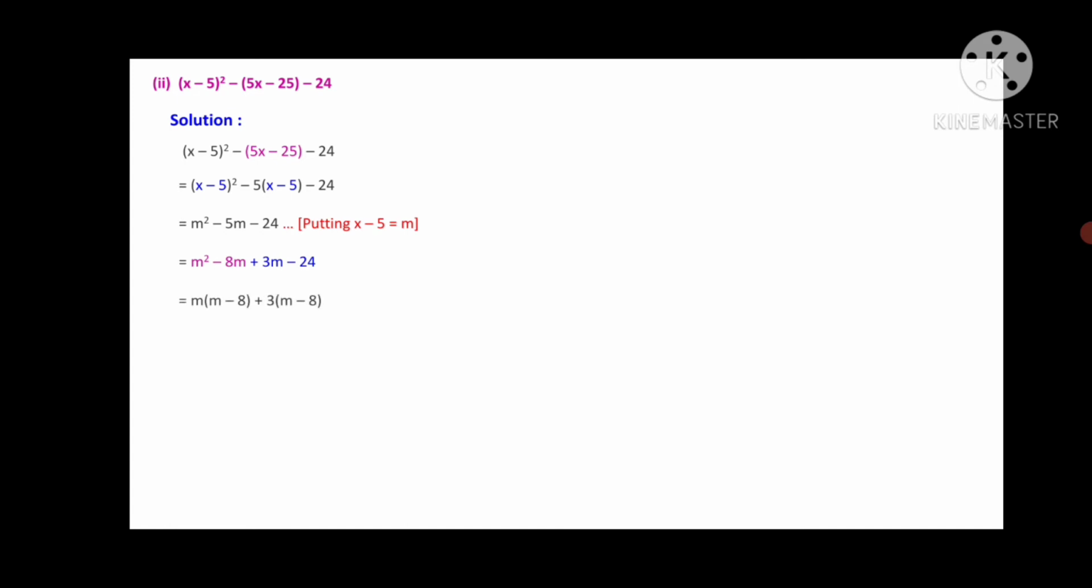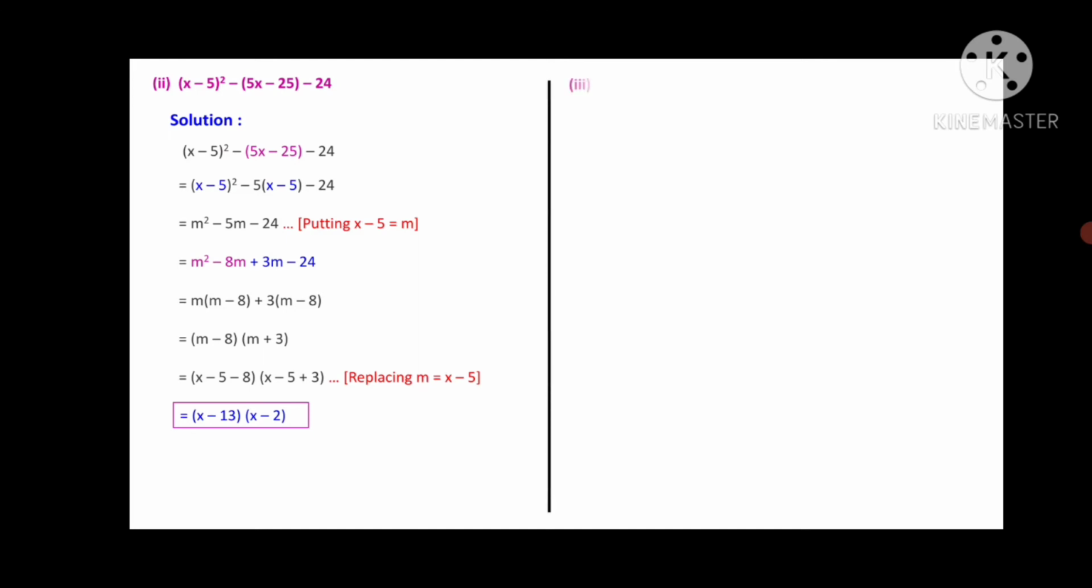Among the first two terms, shown in pink, m is common, and m minus 8 in the bracket plus 3 is common in the other bracket. So here we will get m minus 8 in one bracket and m plus 3 in another bracket. Now re-substitute the value of m as x minus 5. So it will be x minus 5 minus 8 in one bracket, and in another bracket x minus 5 plus 3. So here you will get x minus 13 in one bracket and x minus 5 in the other bracket.